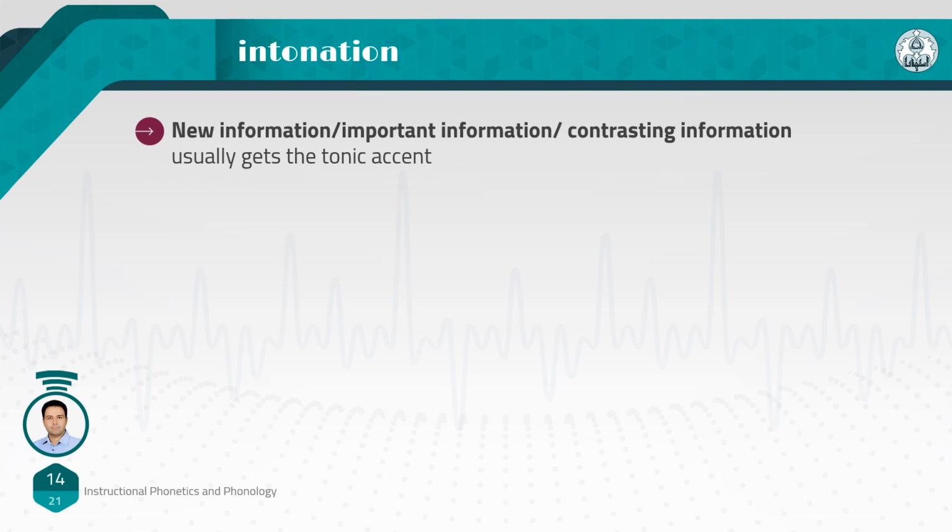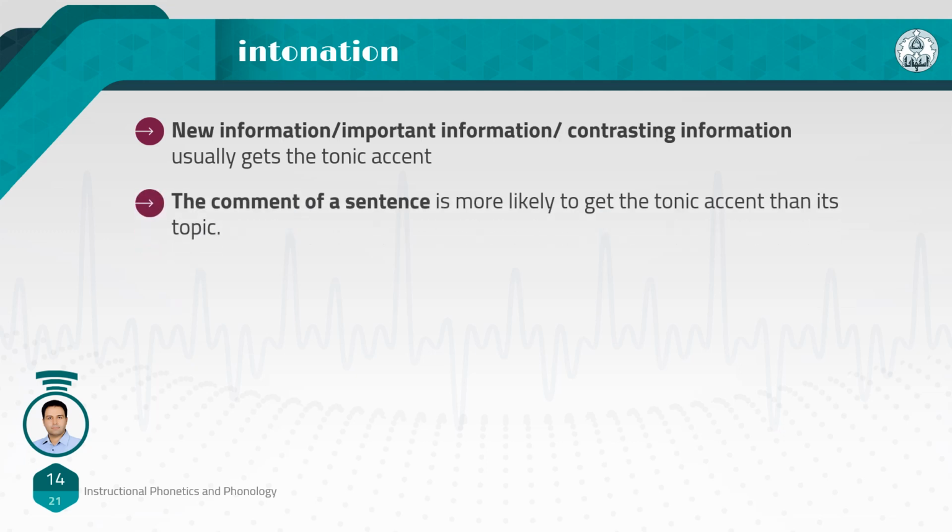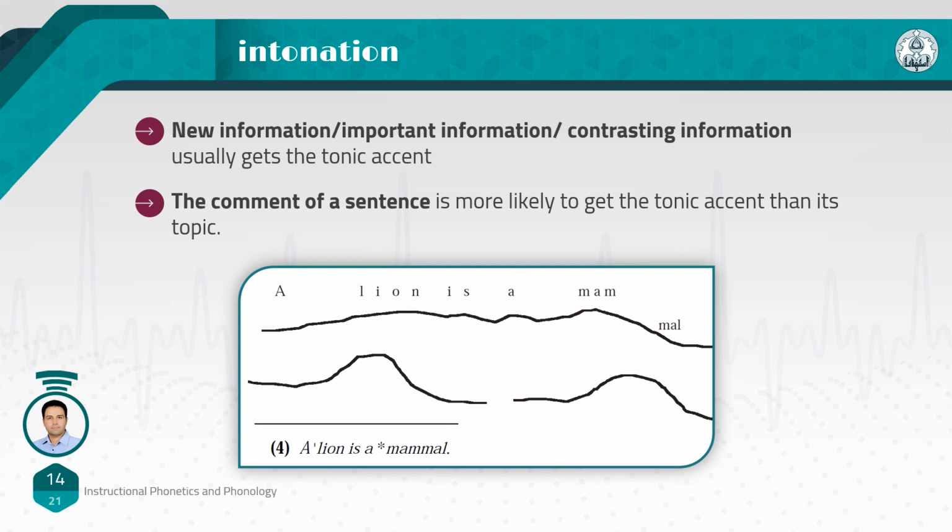Remember that new information, important information, contrasting information, they all usually get the tonic accent. Also, remember that the comment of a sentence is more likely to get the tonic accent than its topic. Look at this example. The topic of a sentence, as I said, is less likely to receive the tonic accent than the comment that is made on that topic.